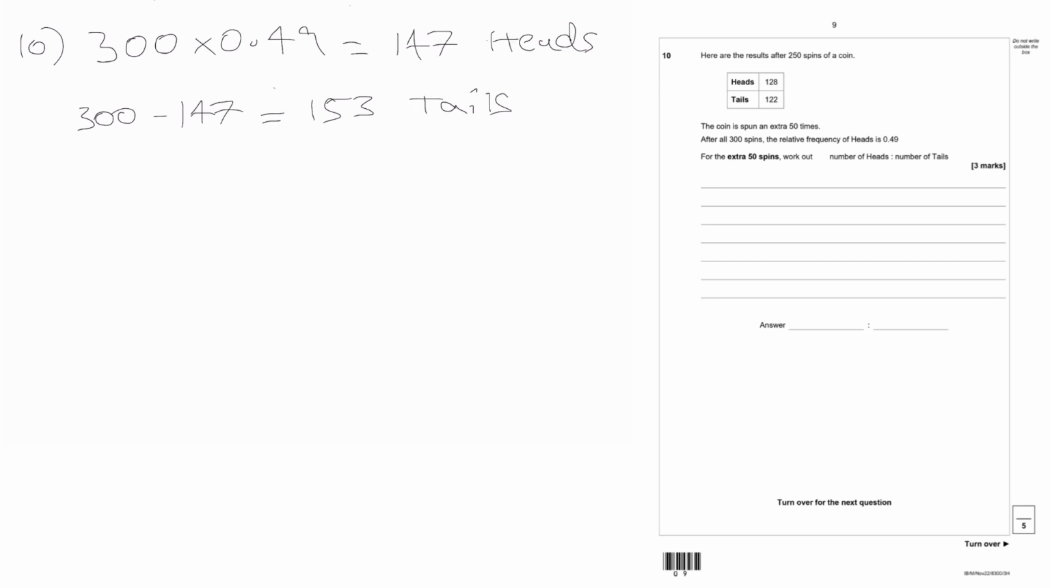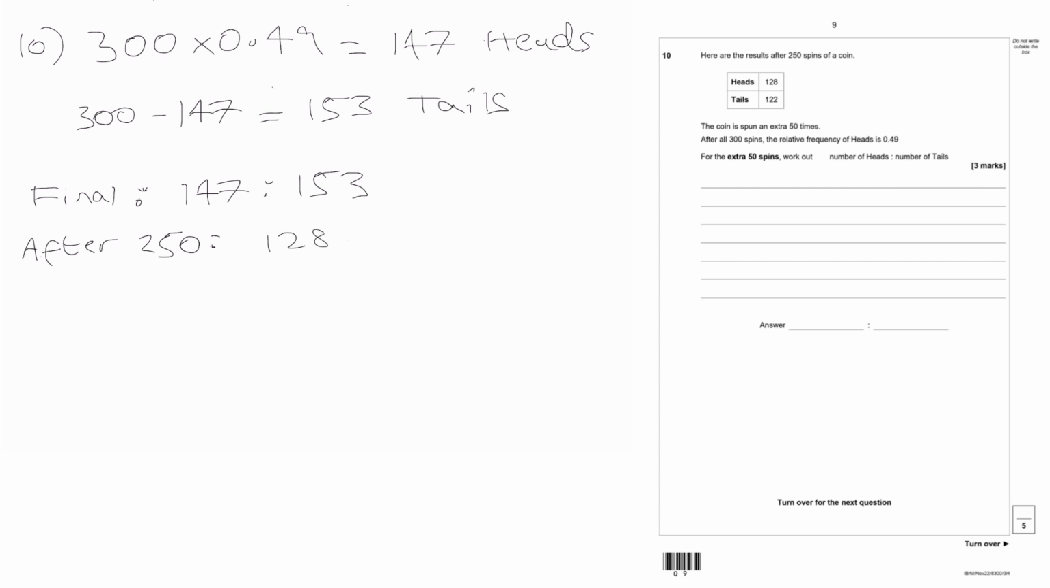So if we know that the final tally is for heads to tails 147 to 153, and after 250 spins it was 128 to 122, then the ratio in between this period is obviously just going to be 147 minus 128 to 153 minus 122, which is 19 heads to 31 tails.